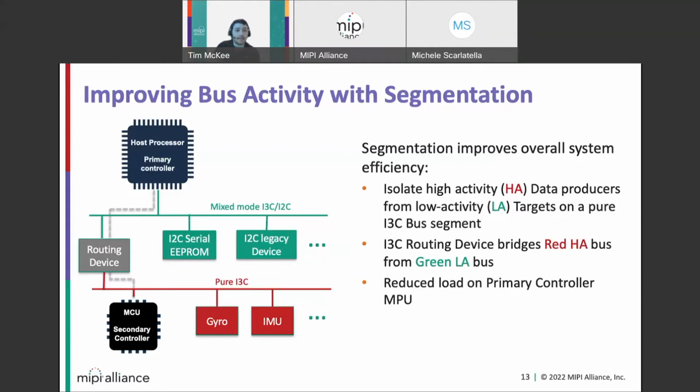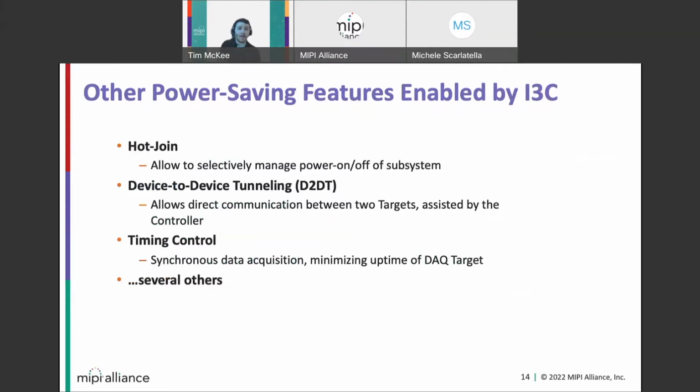Okay, and there are other features as well. I would encourage everyone to take a look at some of our supporting documents and go through our spec. Between hot join, device-to-device tunneling, timing control, and many other features that have been added to our specification with designs like IoT in mind. I3C is always aimed to be that low power, low pin count technology, and so we've built it to support the technologies that use such a device.